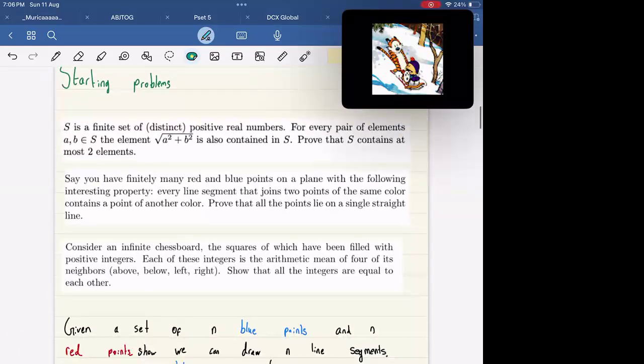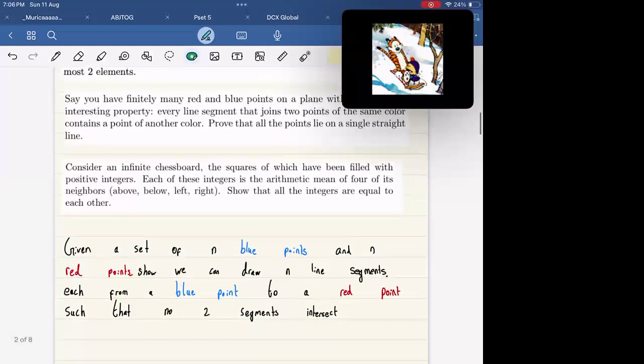So our first example is, let S be a finite set of distinct positive reals. For every pair of elements A, comma B in S, the element root over A squared plus B squared is also contained in S. Prove that S contains at most two elements. So this is a very easy problem.